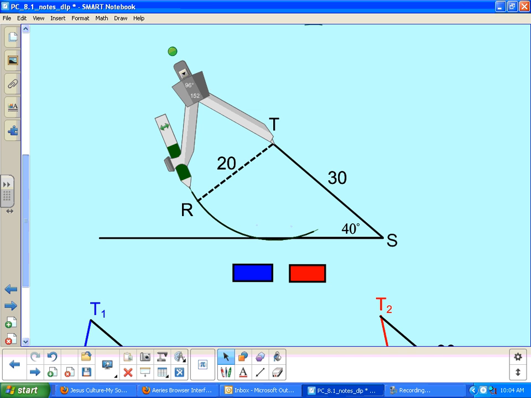How many places did that arc touch that horizontal line? It touched it in two places. One of the places it touched was right about there. And then, as it swung a little further to the right, it ended up touching right about there. So when it hit the first time, right there, it created angle R1.